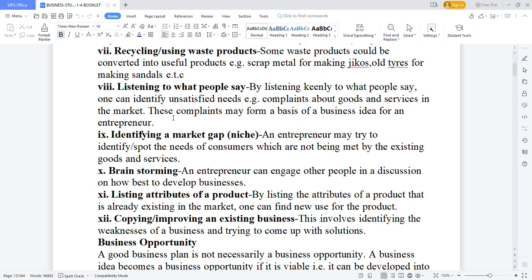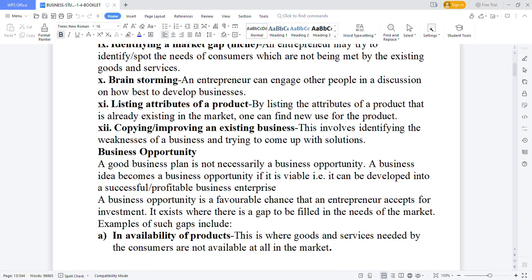Another one is brainstorming. An entrepreneur can engage other people in a discussion on how best to develop businesses. You can also list the attributes of a product. By listing the attributes of a product that already exists in the market, one can find new uses of that product. You can also copy or improve an existing business. Copying and improving an existing business involves identifying the weakness of a business and trying to come up with a solution.